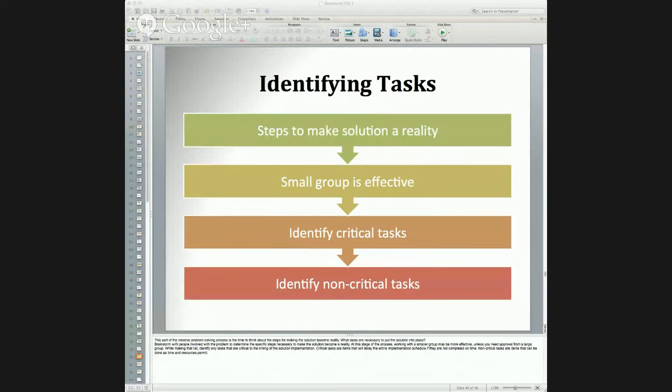What are critical tasks? Critical tasks are items that will delay the entire implementation schedule if they are not completed on time. Non-critical tasks, on the other hand, are items that can be done as time and resources permit. Hence, identifying resources then becomes very important.